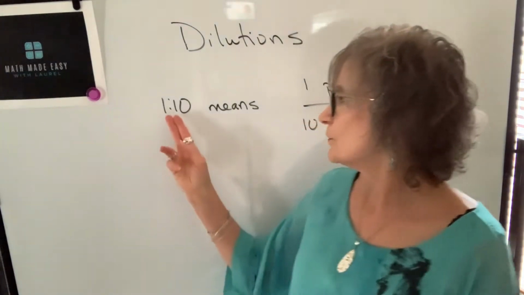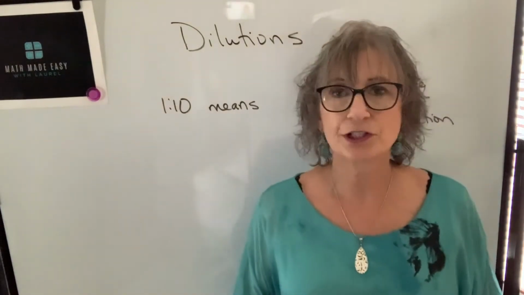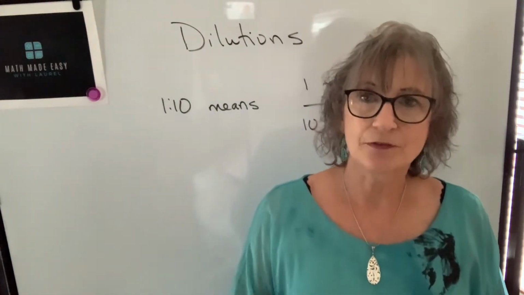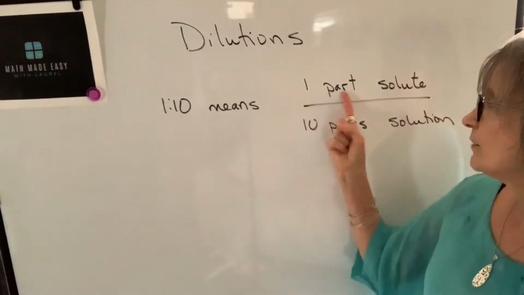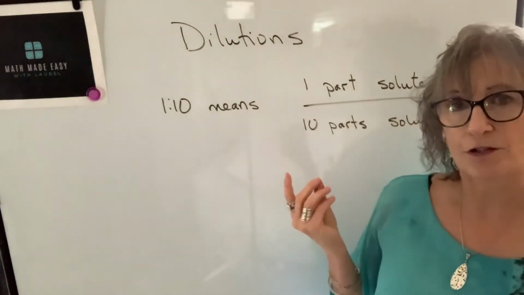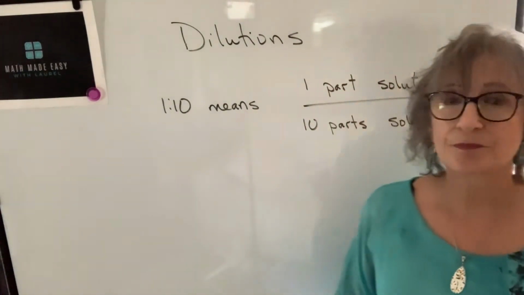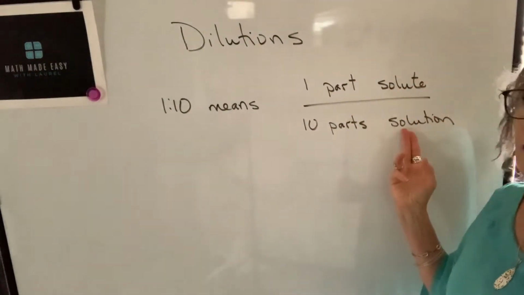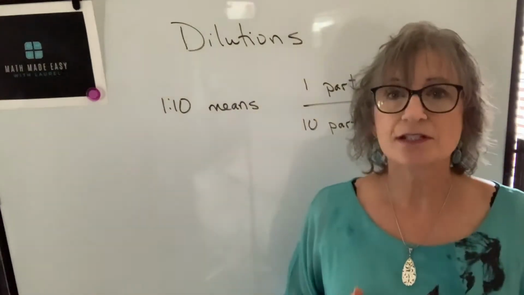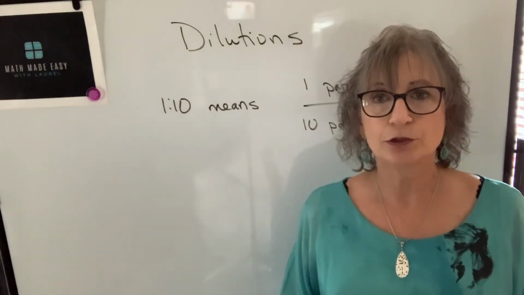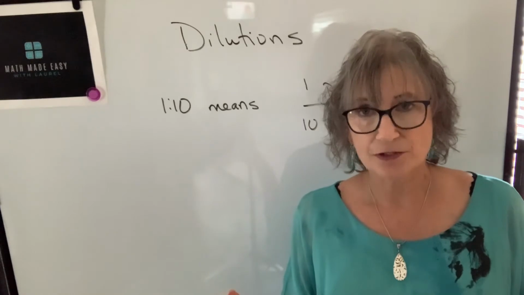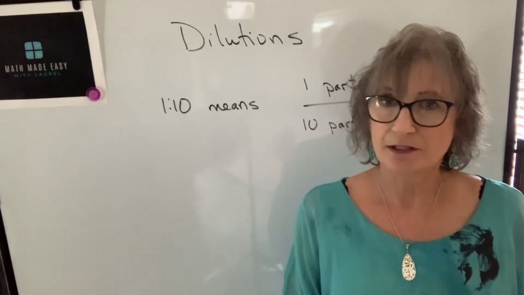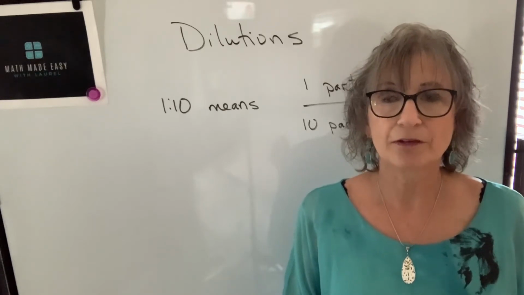For example, when you see 1 to 10 as a dilution, it's a ratio of the volume of the solute to the volume of the solution. So in other words, it's 1 part of your substance or your concentrate or solute compared to 10 parts of the solution. The solution is the total volume, which will include both the substance or the solute and whatever you're diluting it with, whether it's saline or distilled water or whatever.